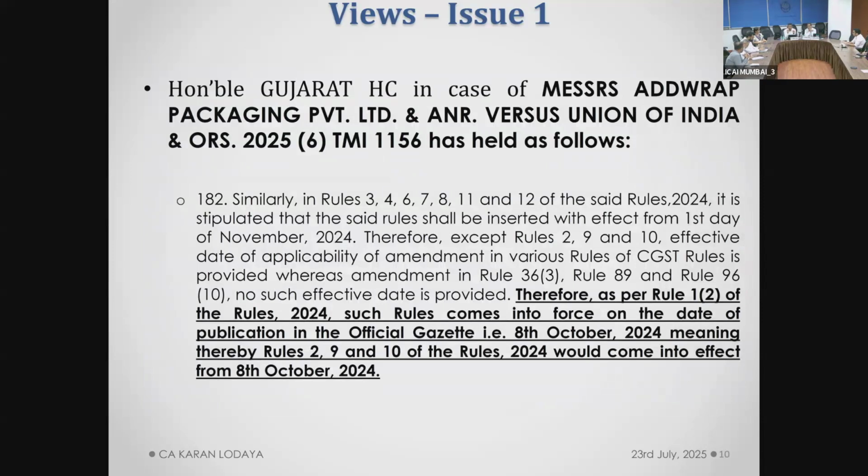But whatever proceedings are pending, because there is no saving clause, we are omitting 89(4)(b) and there is no saving clause to that. So what they are telling is that any proceedings which are initiated by the department, all that would come to a close because of the omission of rule 89(4)(b).